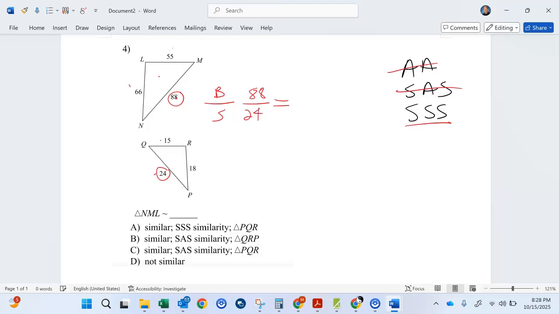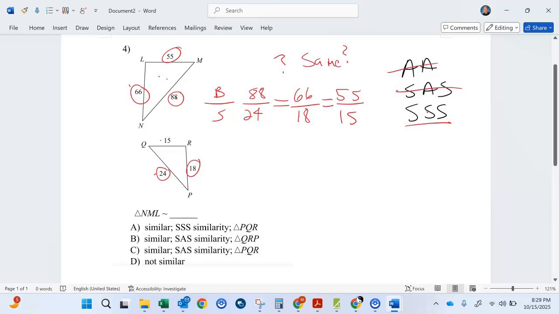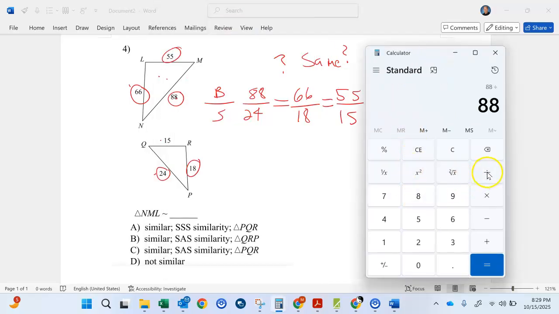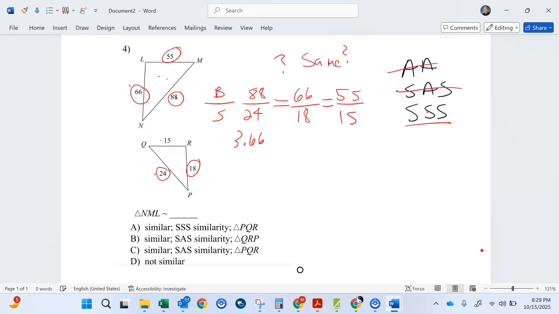And let's see, is it equal to the second biggest side for the big triangle, 66, divided by the second biggest side, 18, okay? And then finally 55 divided by 15. Are they all the same? If yes, then it's this, but if no, then it's not similar. So we get out our calculator and we go 88 divided by 24 equals 3.66. I'm going to pause the video and then calculate so I don't waste so much time.